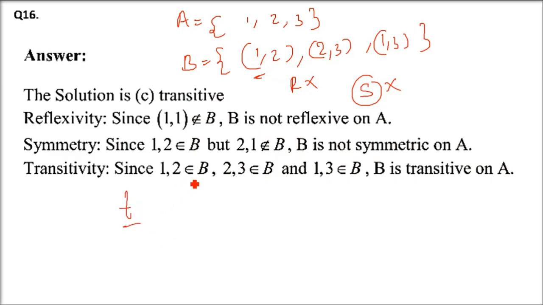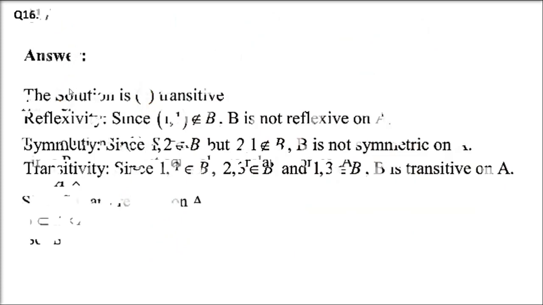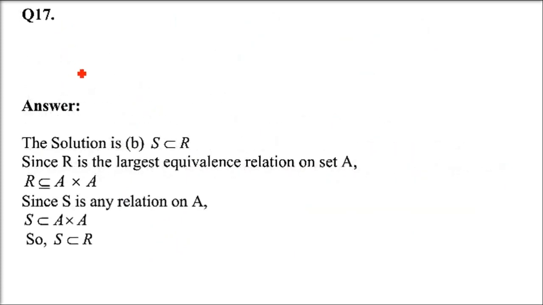Transitivity says if (a,b) is there and (b,c) is there, then (a,c) should be there. So (1,2) is there, (2,3) is there, (1,3) should be there. Do we have (1,3)? Yes, we have (1,3). So this is transitive. So C is the answer. 17th. Let R be the largest equivalence relation on set A and S be any relation on A, then.